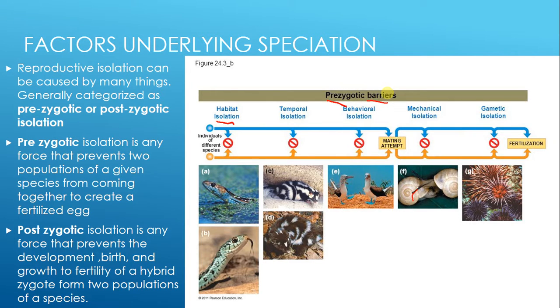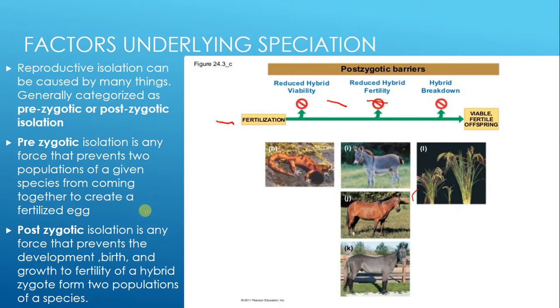The second type is postzygotic isolation. Two individuals of a species actually can mate with each other, but something happens after fertilization that prevents development, birth, growth, or fertility of the zygote. So one of the things is if they do reproduce and give birth, the offspring are sterile in terms of fertility. Most hybrids, which we'll talk about in a bit, are sterile. That's why ligers aren't a different species.